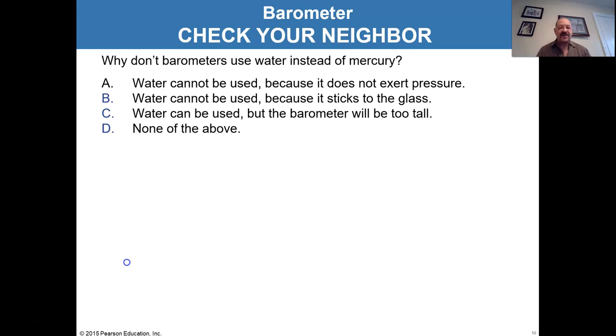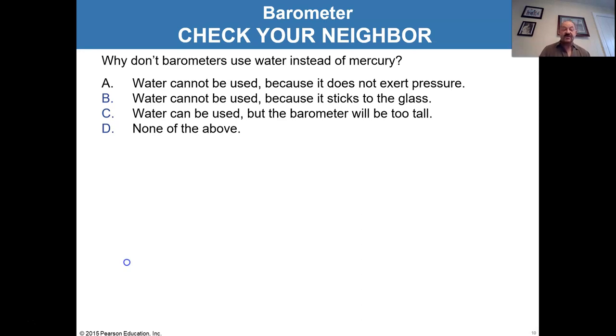All right, so why don't barometers use water instead of mercury? A, water cannot be used because it doesn't exert pressure. B, water cannot be used because it sticks to the glass. C, water can be used, but the barometer may be too tall. D, none of the above.